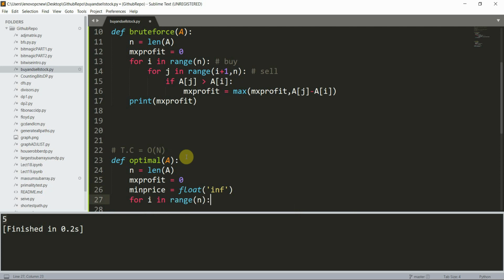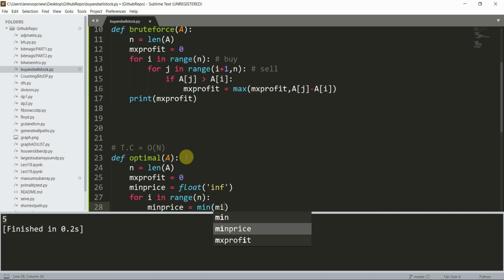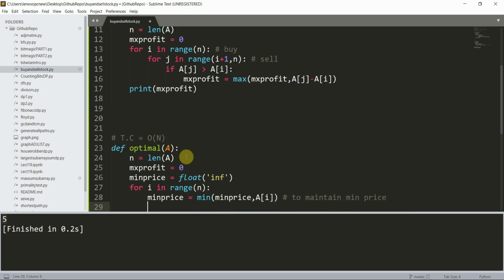n, you will take a minimum price is equal to minimum of min price comma a of i. This is to maintain min price.